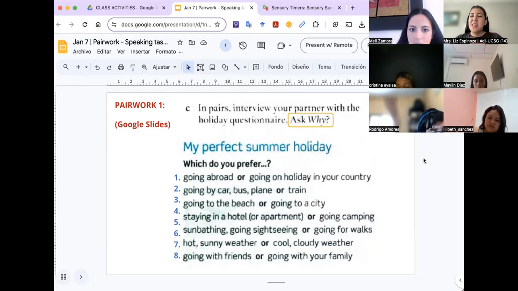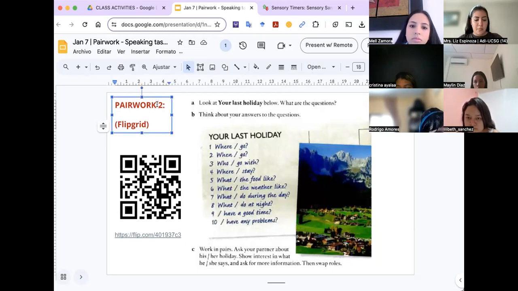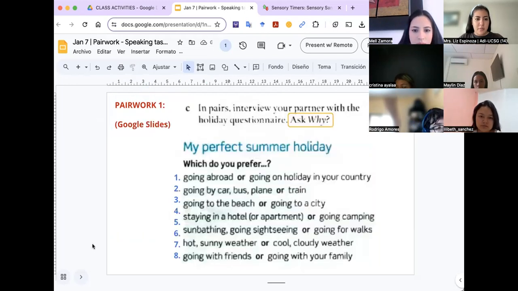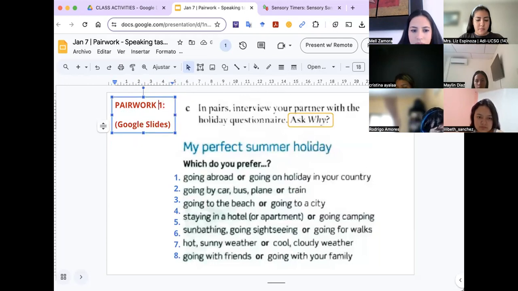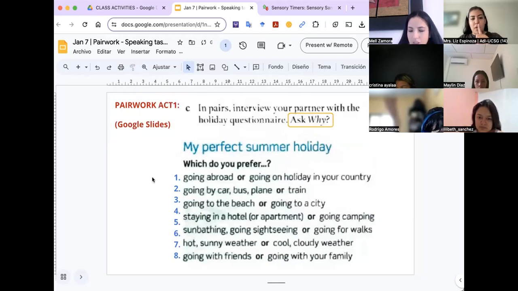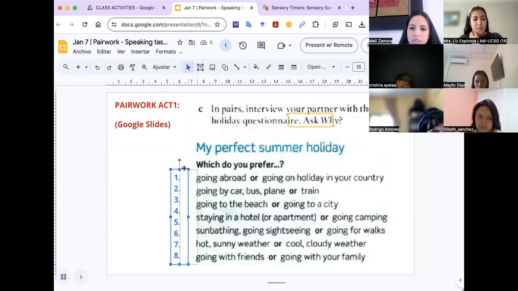Activity number 2 is more individual than pair work, but I'm going to explain to you why. Pair work 2, here says activity 2. Let me put activity 2. And the other one is pair work, activity 1. Okay, so I already explained this, that you are not going to write your own answers, you're going to write the answers of your classmates, okay? Put the numbers quite close.